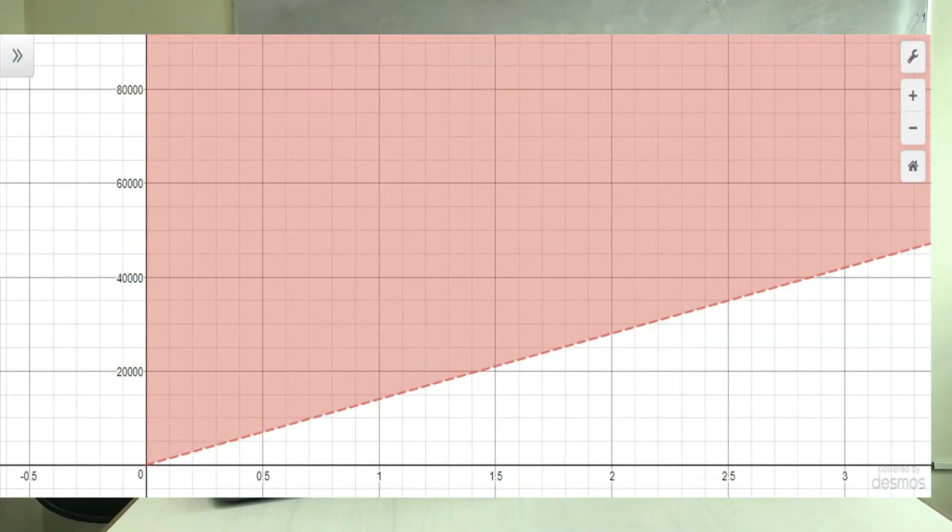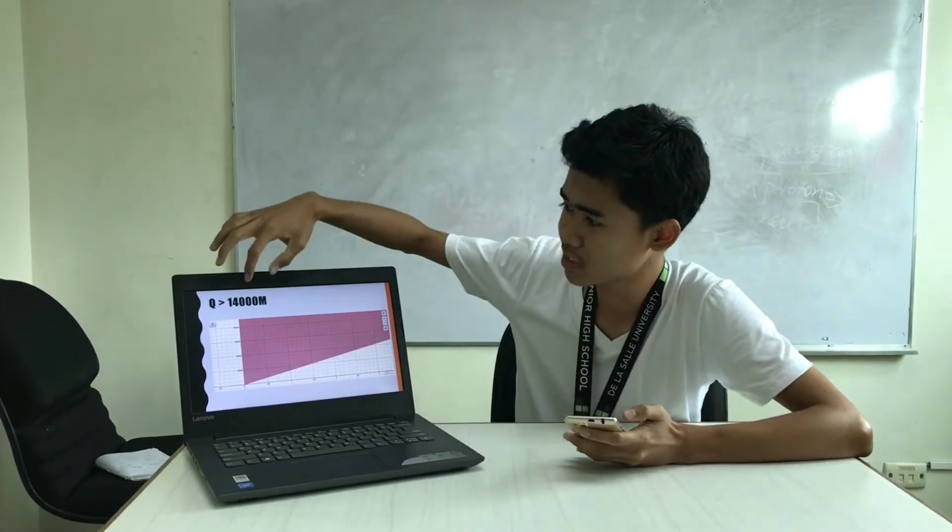So this is the graph when Q is greater than 14,000 m. So this implies that the heat absorbed is greater than the required heat to change the state of the object, which is 14,000 m. So this results in a faster time to change the state of the object.